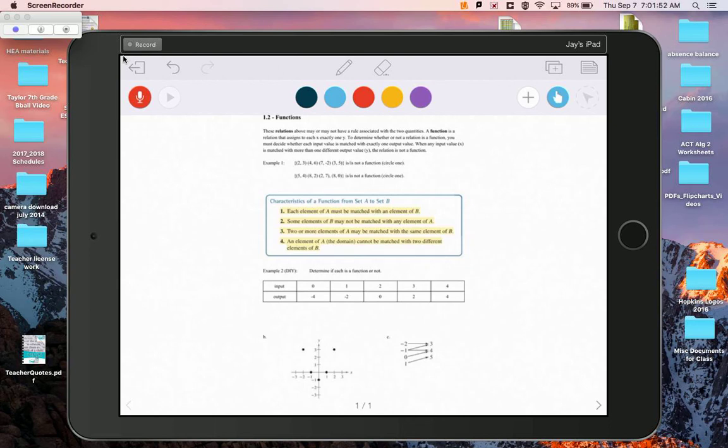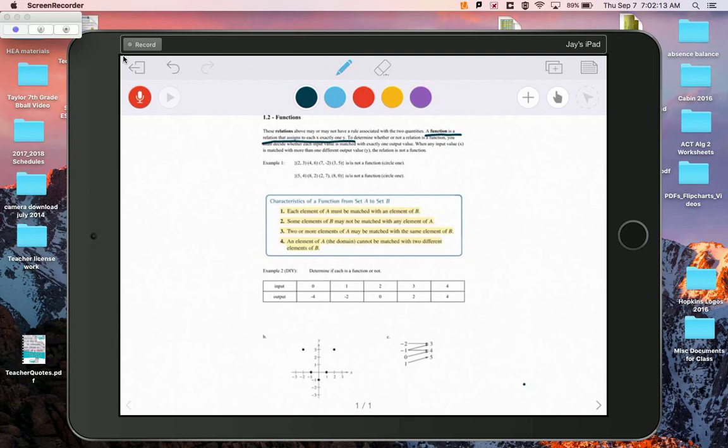This lecture is 1.2, talking about function notation. And in that first paragraph, they give us a little bit of a definition that for every x, there's to be exactly one y. Every input produces one output.